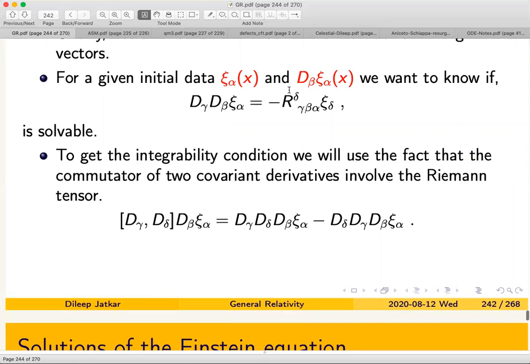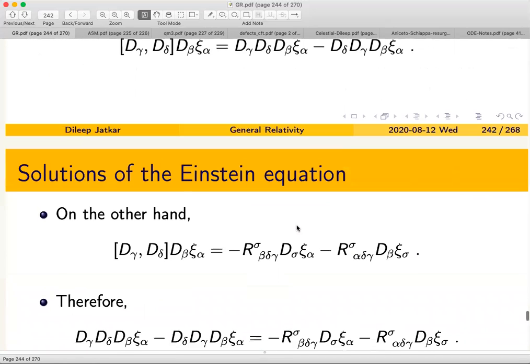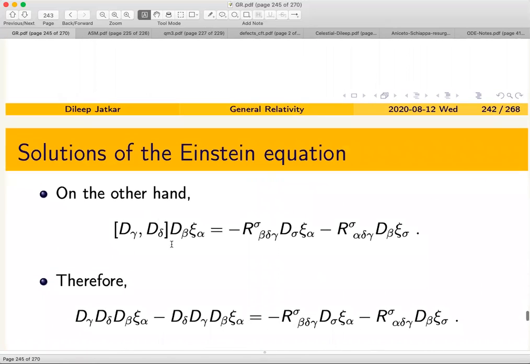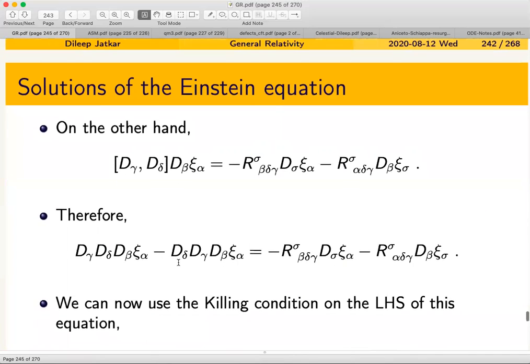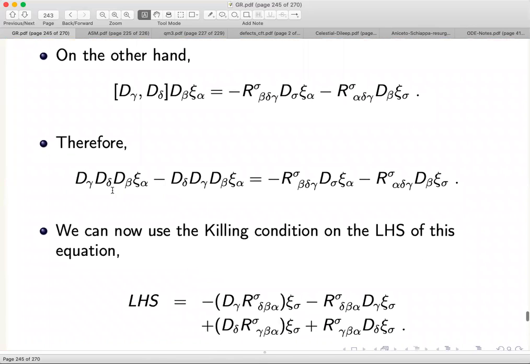The double covariant derivative of xi is related to the Riemann tensor. But if you take a commutator acting on a covariant derivative of xi, given that the commutator of covariant derivatives gives you the Riemann tensor, you can write it in terms of the Riemann tensor times the covariant derivative of xi. On the other hand, you can just open it up and show that this double covariant derivative acting on xi would involve the Riemann tensor, and this covariant derivative could act on the Riemann tensor.